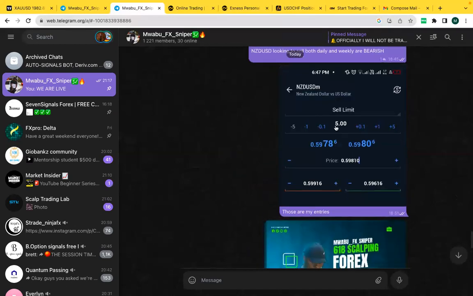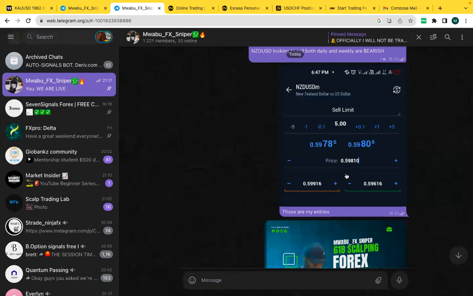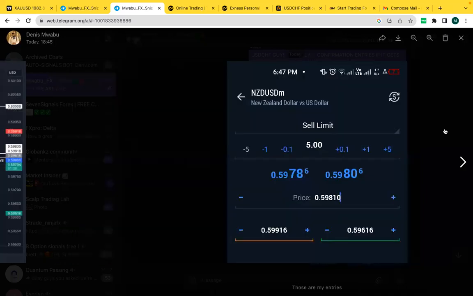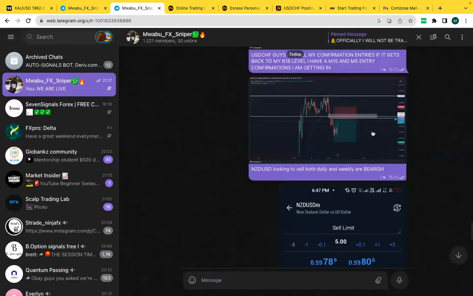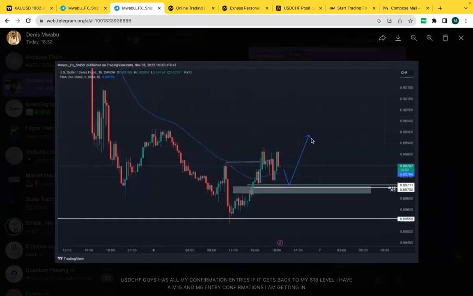Actually, today I said, let me even share with you my entries. NZD USD, sell limit, lot size 5. This was where I shared the sell limit. This is how the trade looked, and I'm going to show you how it's looking right now, if you've gotten a stop loss or if it has played our way. That was the first, NZD USD. Then USD CHF. Also, I'm going to be sharing with you how it looks.